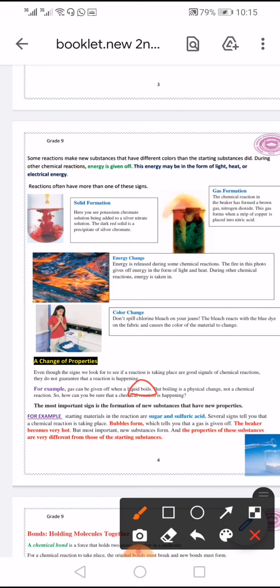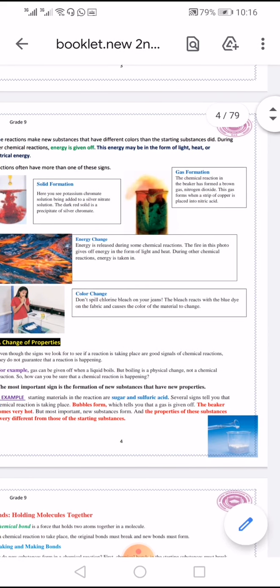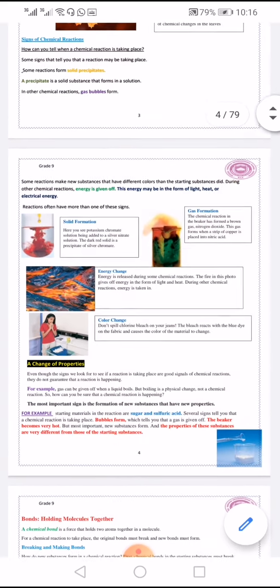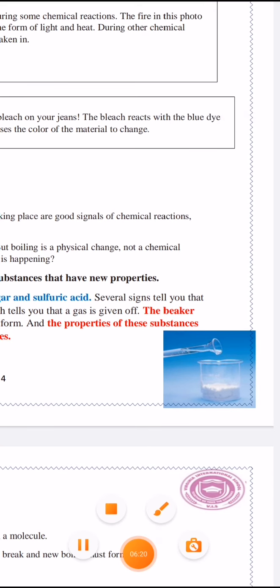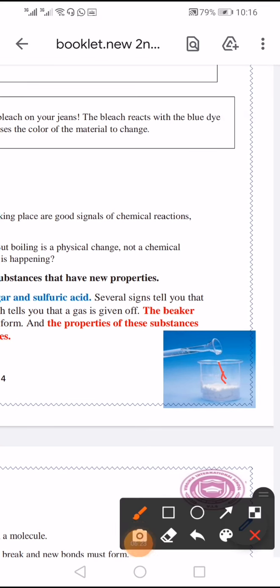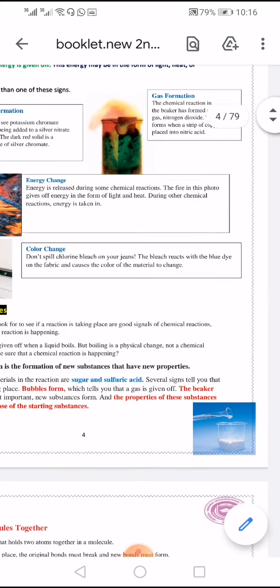So how can we be sure that a chemical reaction is happening? The most important sign is the formation of new substances that have new properties. For example, the starting materials in the reaction are sugar and sulfuric acid. Look at this picture. This is the reaction between sugar and sulfuric acid. Several signs tell you that a chemical reaction is taking place. Bubbles formed, and vapor and gas are given off. So this is a sign of chemical reaction.